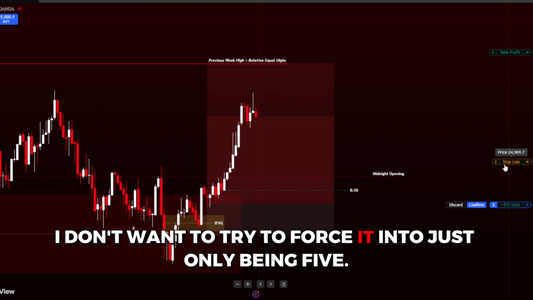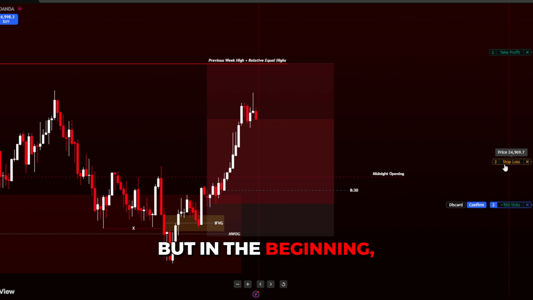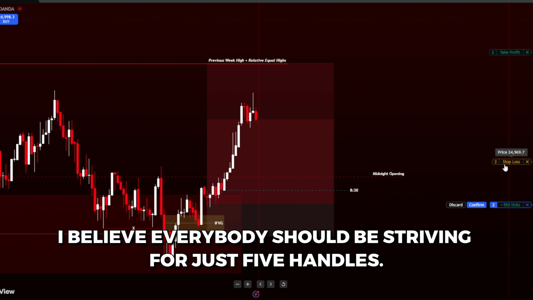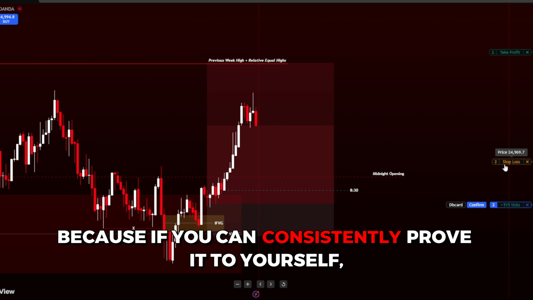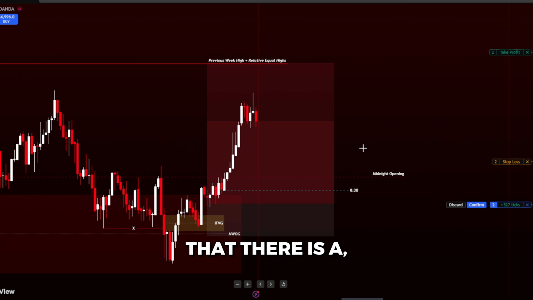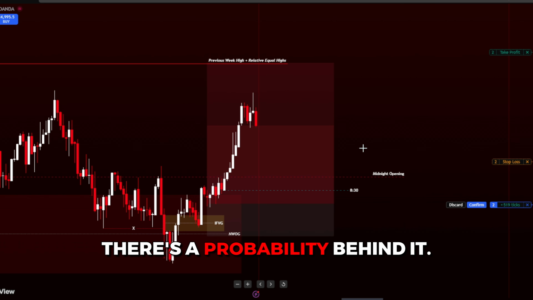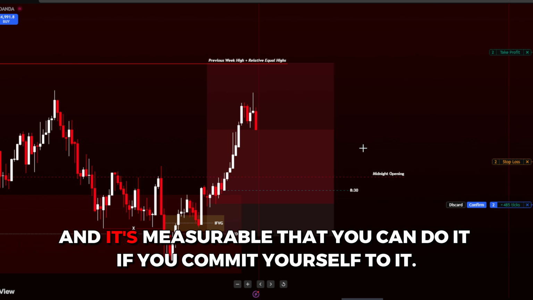I don't want to try to force it into just only being 5. But in the beginning, I believe everybody should be striving for just 5 handles. Because if you can consistently prove it to yourself that there's a probability behind it, and it's measurable that you can do it if you commit yourself to it.